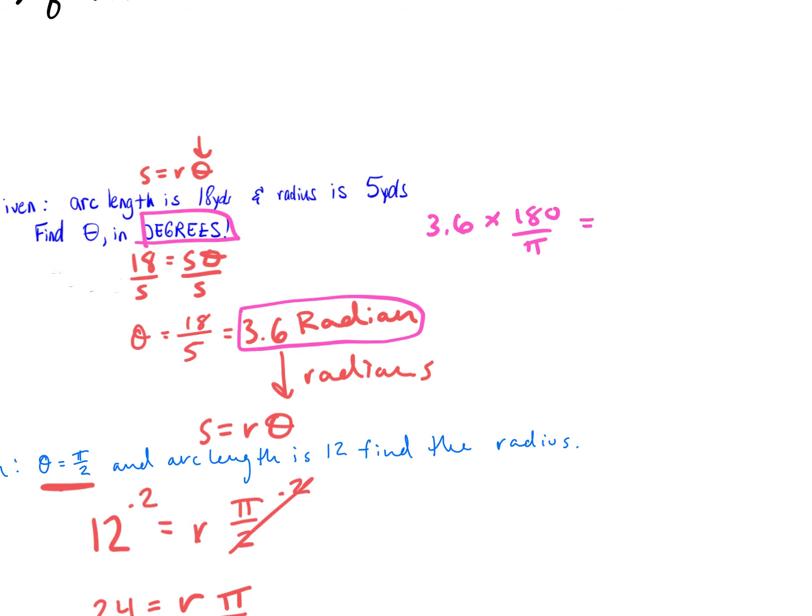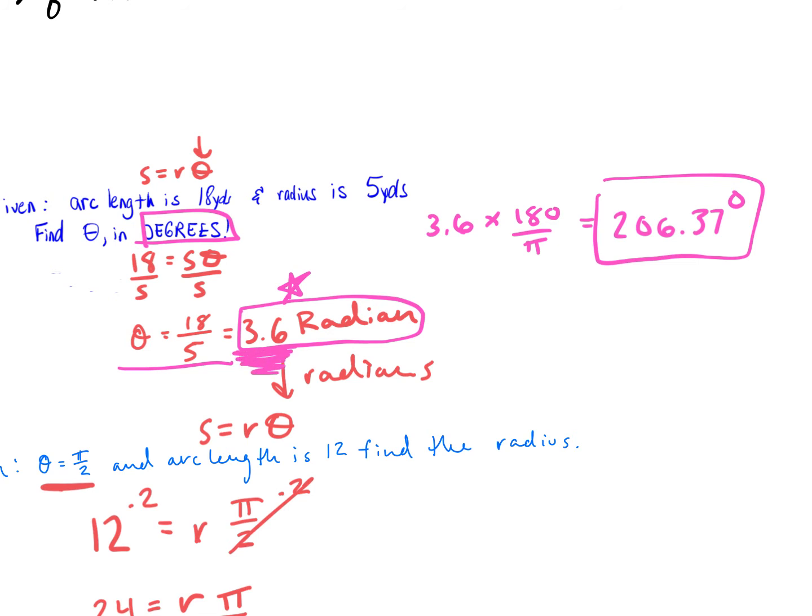So 3.6 times 180 divided by pi would be 206.37 degrees. So don't forget your little degree symbol when talking about degrees. So if it's said in radians, then the answer is just 3.6? Yep, if it said in radians, this would be your answer. So this question was similar to the one on the quiz where it said in radians, so this would have been your answer here, and you don't have to change anything to it.